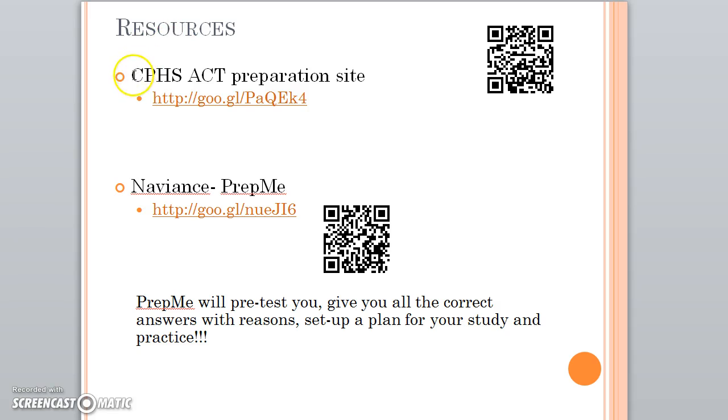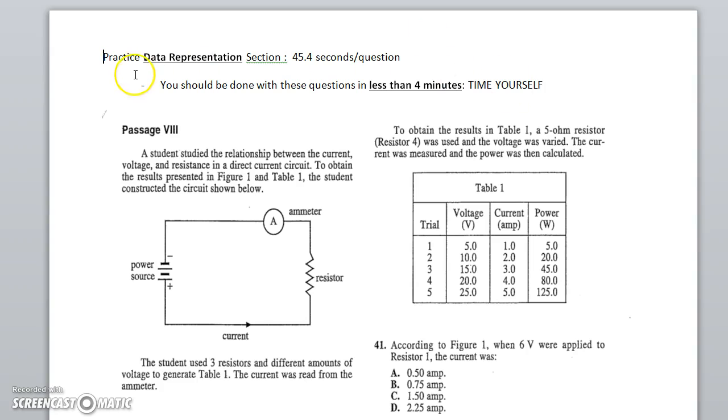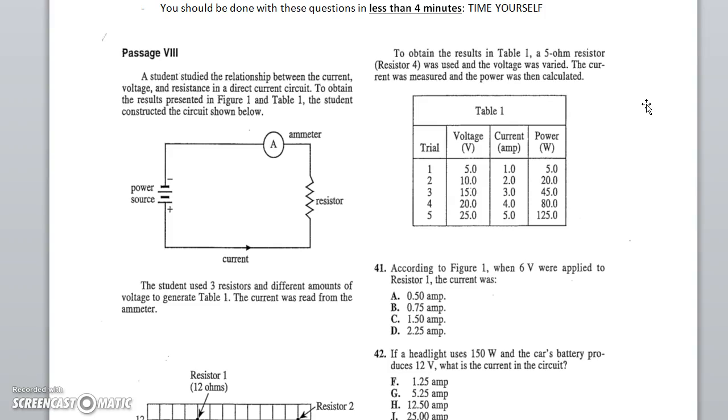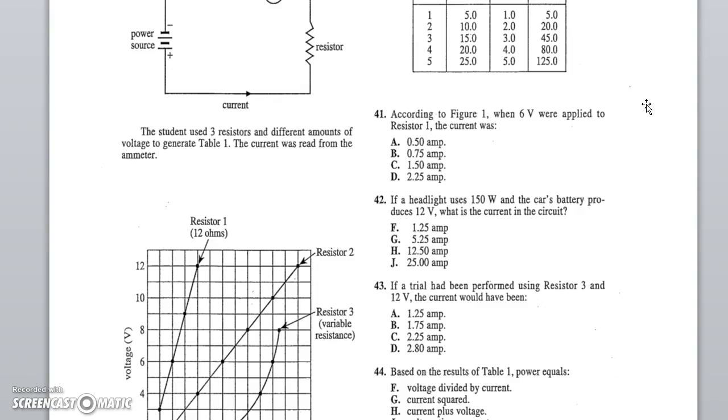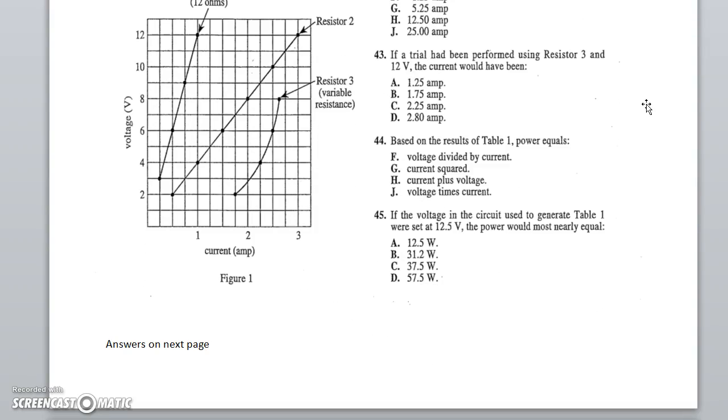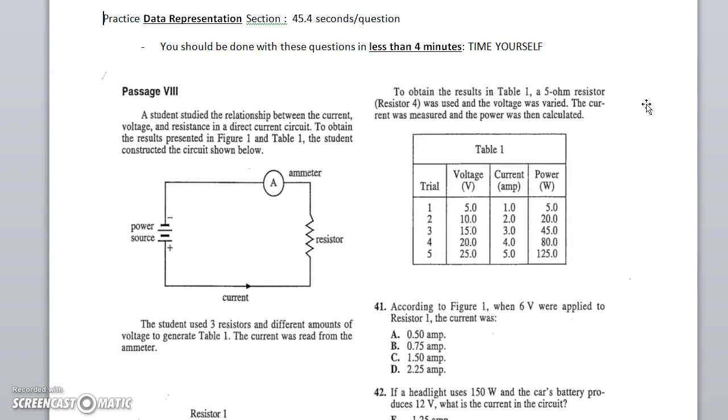I also have some additional things on the CPHS website. I have a practice data representation section. You should spend 45.4 seconds per question, less than 4 minutes for the entire passage. One thing to notice here, this is about circuits. This would be physics or electronics. You may have no knowledge about circuits other than you turn lights on and off in your home, but based on your technical reading skills and your logic, you should be able to answer all of the questions below. And the page below this has the answer choices. This is loaded on that website so you can practice.